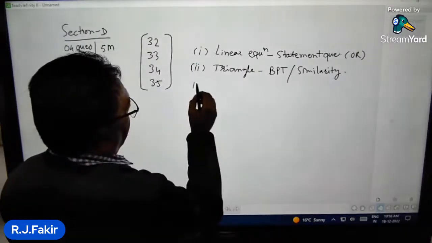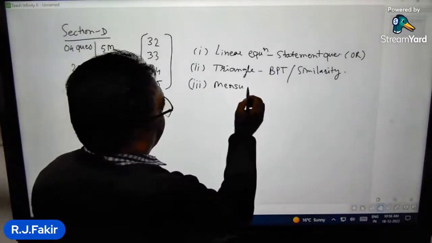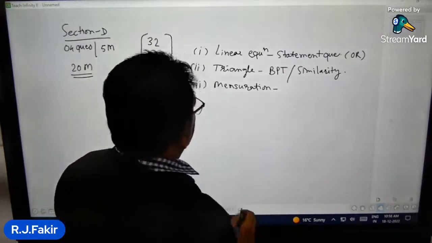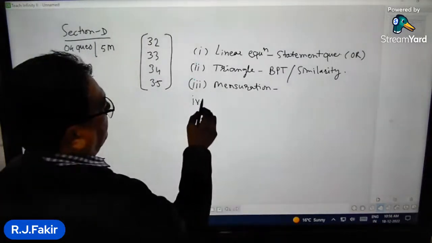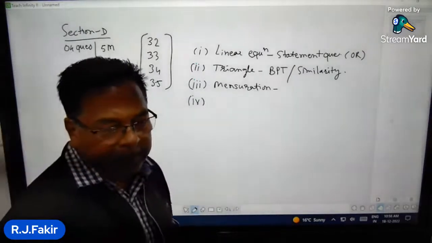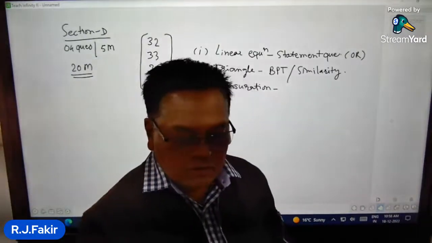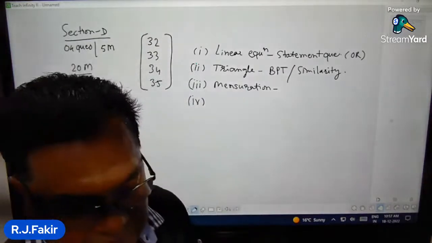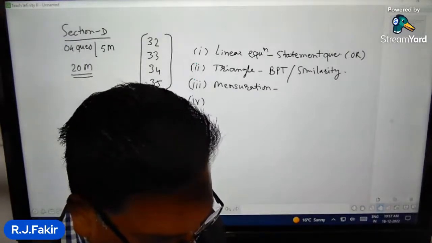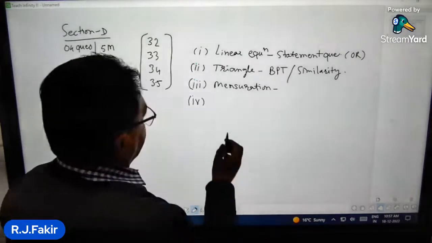One question you will get from mensuration related to area. Mensuration questions generally deal with area related to circles, some shaded regions or the combination of different figures, that kind of question. And one question you will get from statistics.